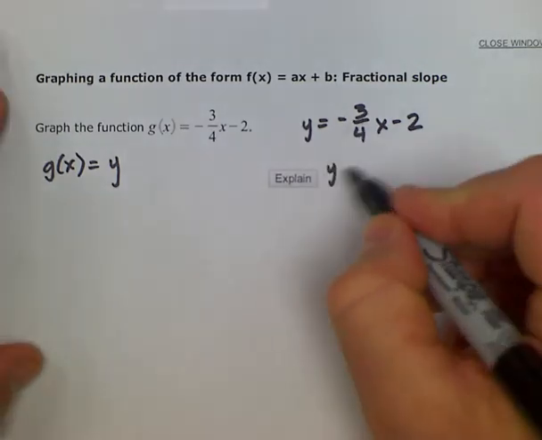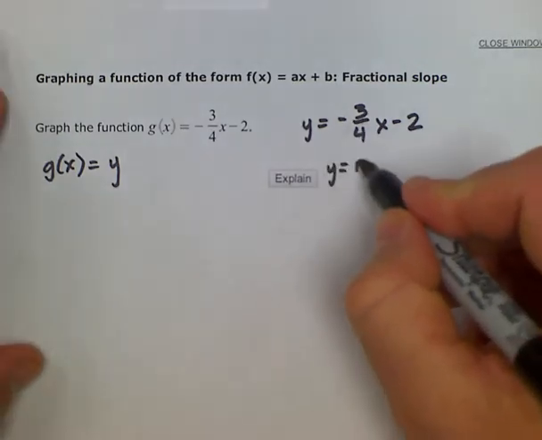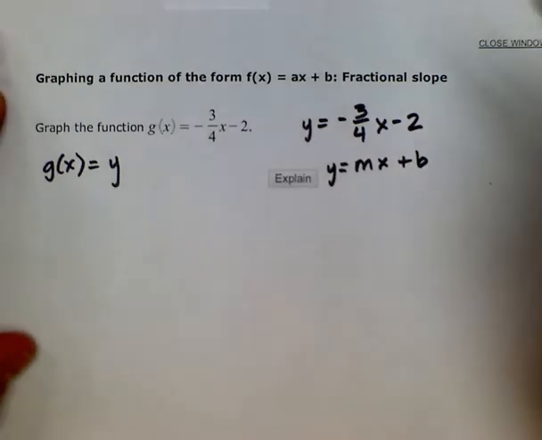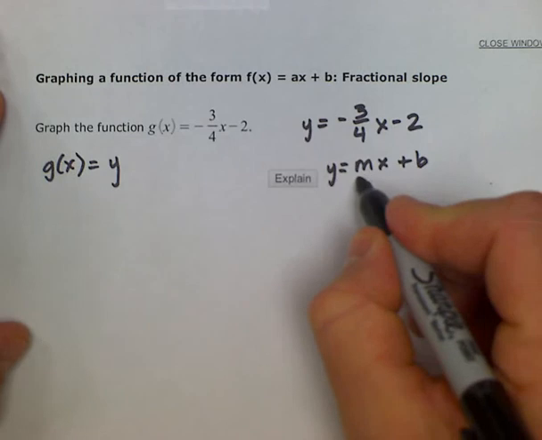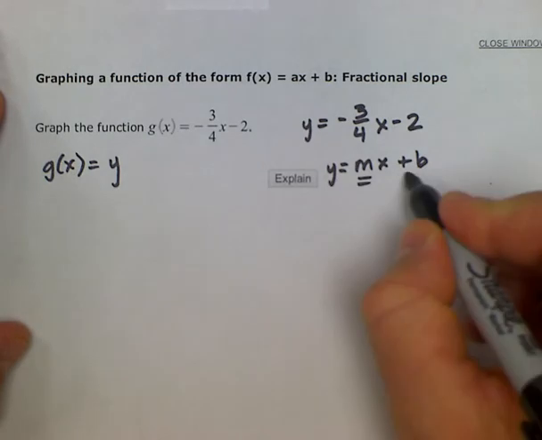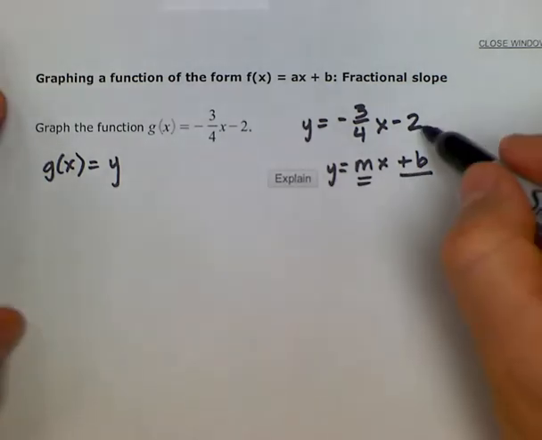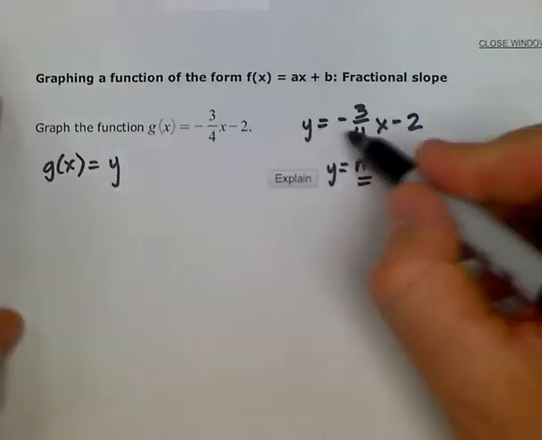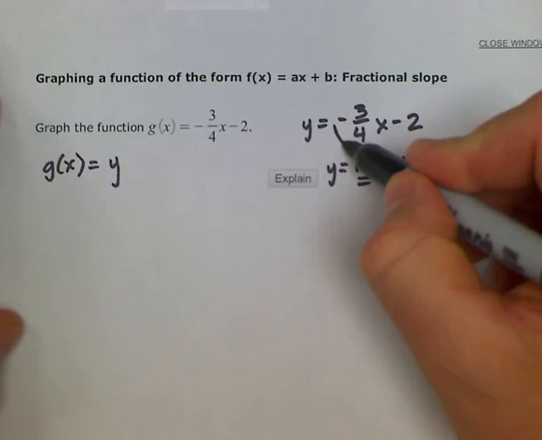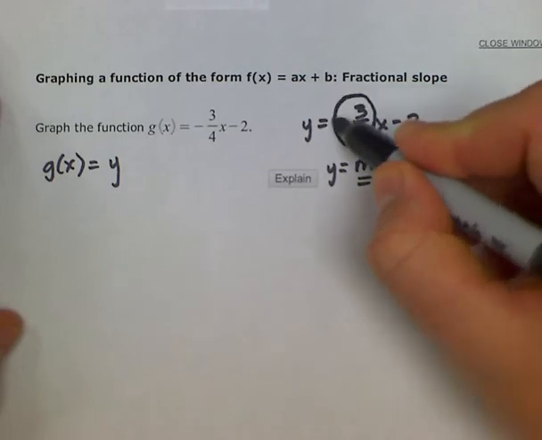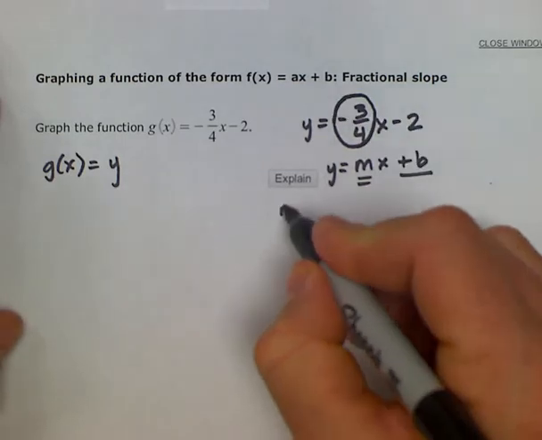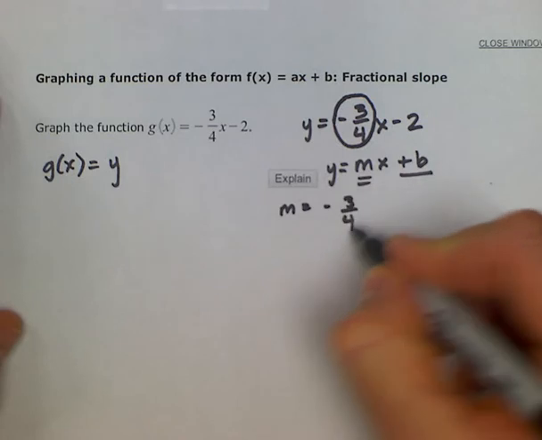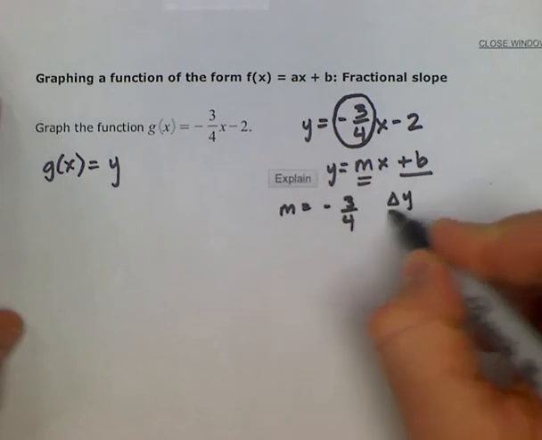It is familiar because we know y equals mx plus b, which is slope-intercept form, where m is equal to our slope and b is equal to the y value of the y-intercept. So looking here, we see that the coefficient in front of x is negative 3/4. So we can circle that and we'll label it as our slope is negative 3/4. So remember, slope is our change in y over our change in x.